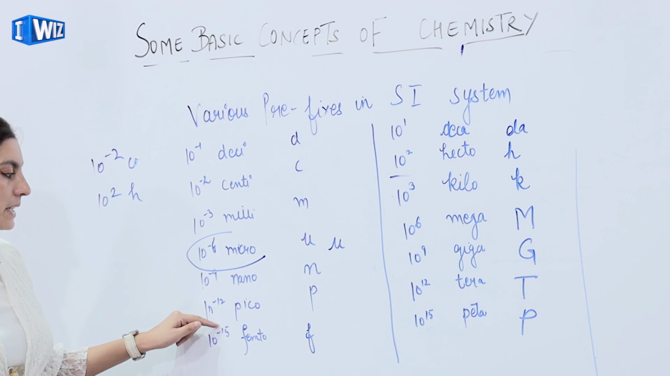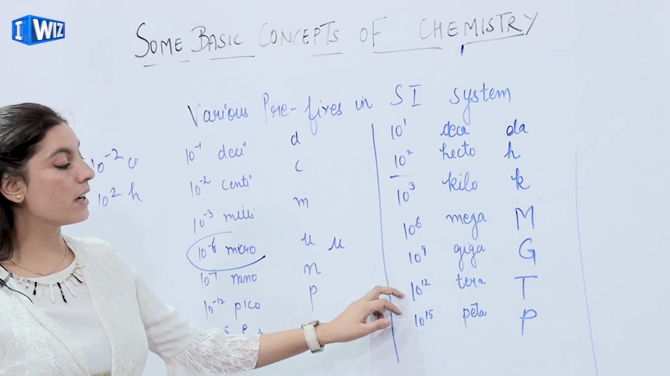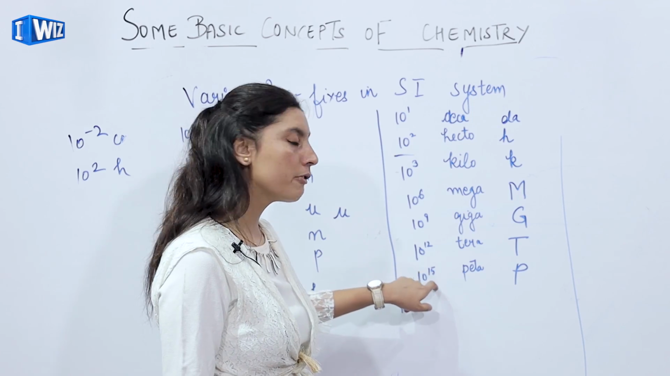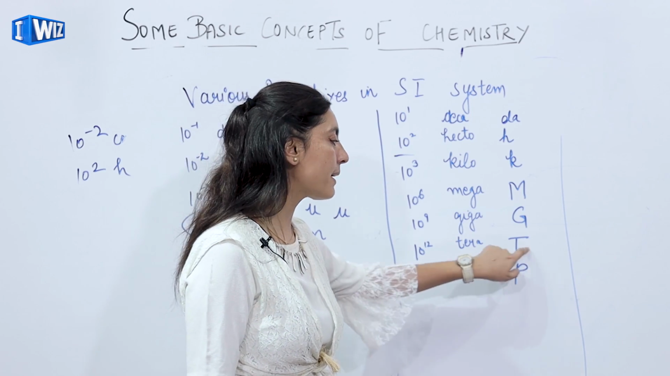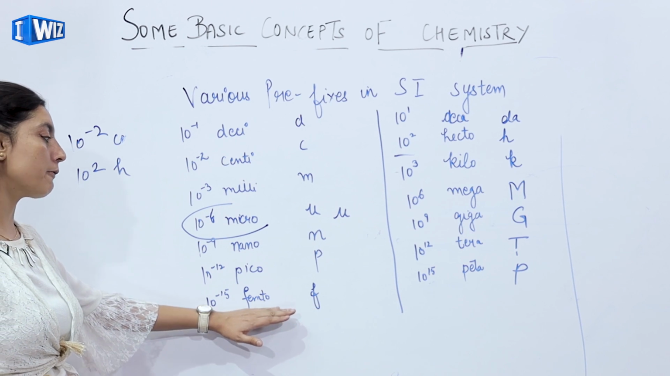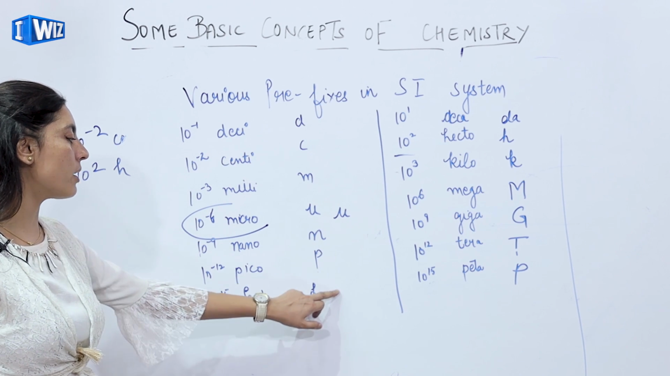10 raised to the power minus 12 is a pico, but on the other hand 10 raised to the power plus 12 is a tera. 10 raised to the power 15 is peta, represented by capital P, but here 10 raised to the power minus 15 is a femto, represented by small f.